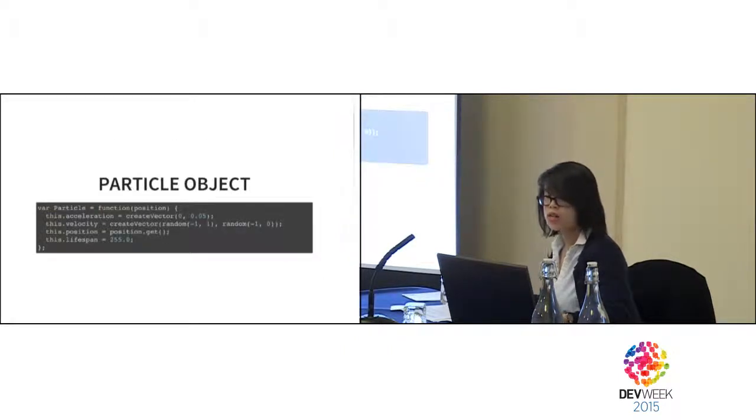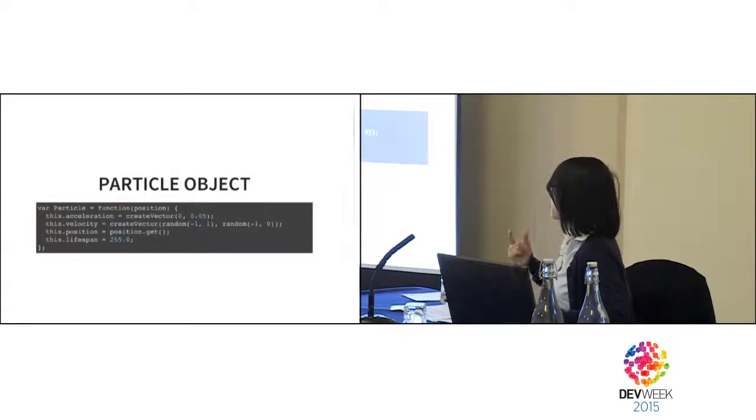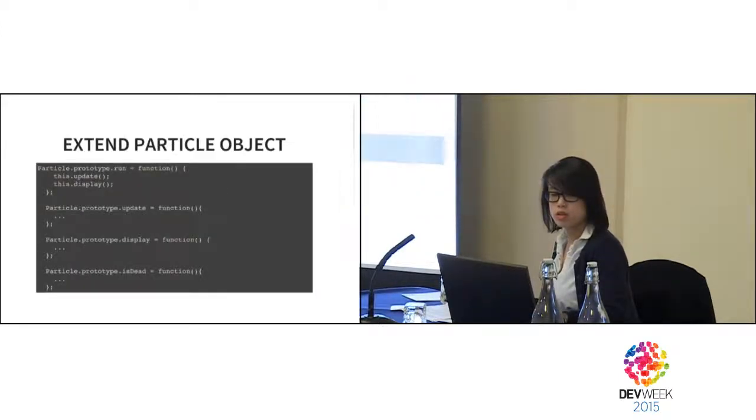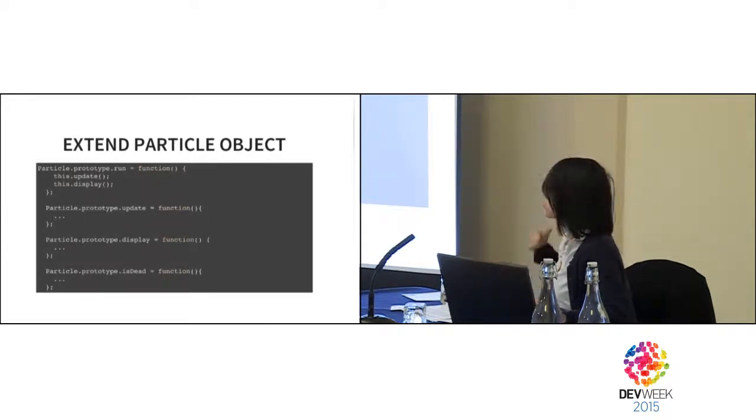In our particle object, each particle has its own acceleration, velocity, position, and a lifespan. This lifespan is actually important because if we just keep adding particles to our canvas, the browser is going to eventually run out of steam and crash. So what this lifespan does is, once it reaches its 255th draw loop, the particle object will go back to the top, and then the particle system knows to stop adding particles.